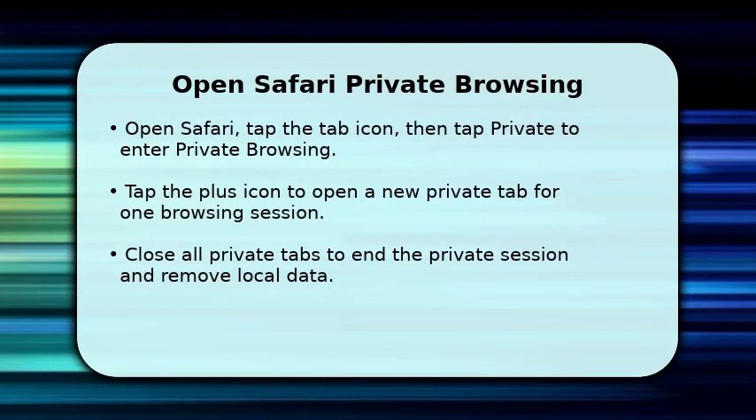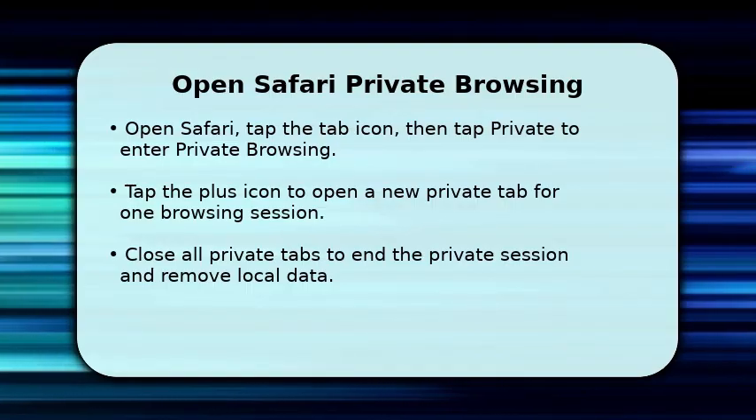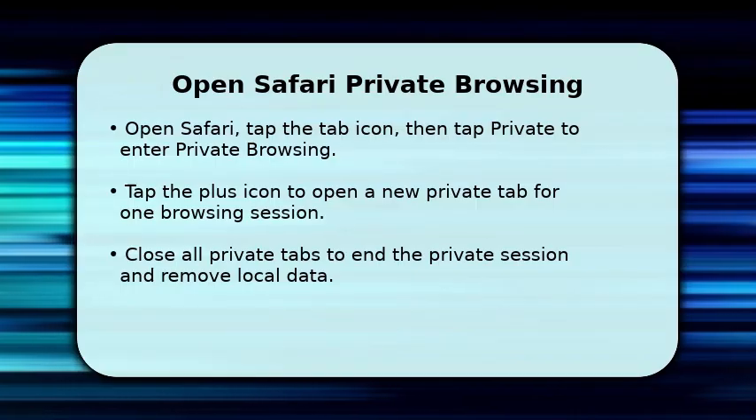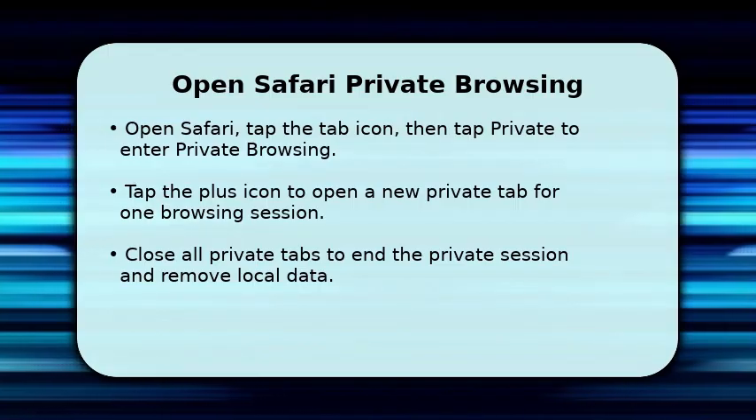Open Safari on your iPhone to start a private browsing session. Tap the tabs icon in the lower right corner to view all open tabs. Then tap Private in the lower left corner to switch into private browsing mode. Tap the plus icon at the bottom to open a new private tab for your session. Use one private tab or many, depending on needs. When finished, close all private tabs to end the session and remove stored cookies and local page data.